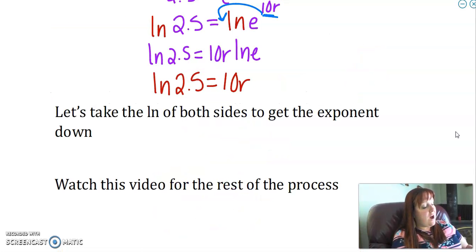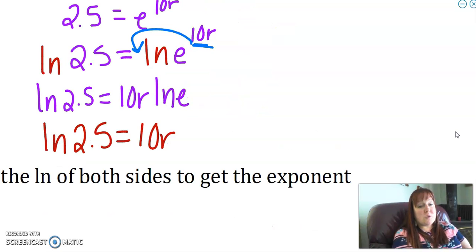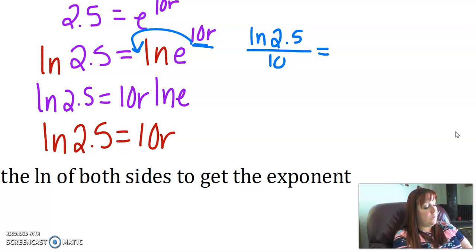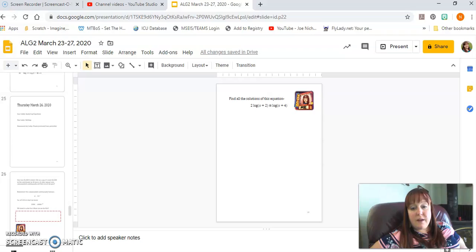Okay, so now we took the ln of both sides, and let's just get r by itself. Remember, ln of 2.5 is just a number. It's a number we can just plug into our calculator because we have an ln button on our calculator. So let's divide both sides by 10 so we can get r by itself. So I end up with ln of 2.5 divided by 10 equals r. Now I can just plug this into my calculator. So let's pull up our calculator.